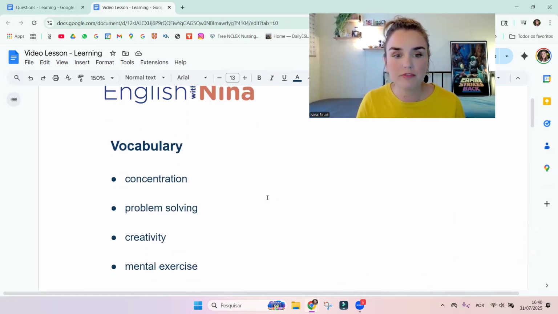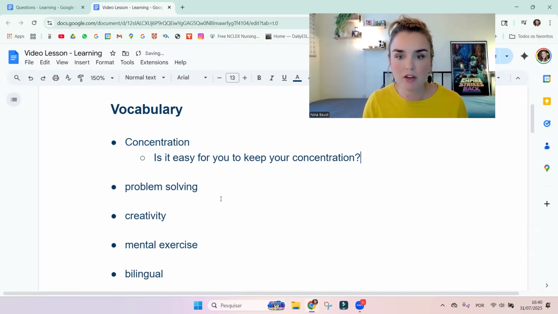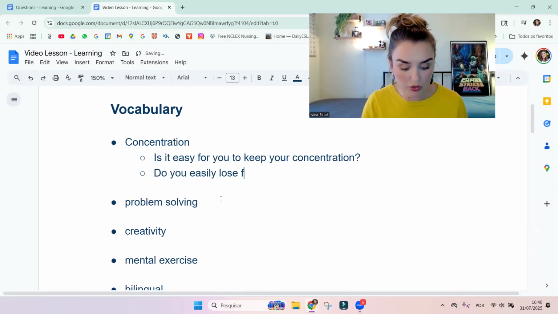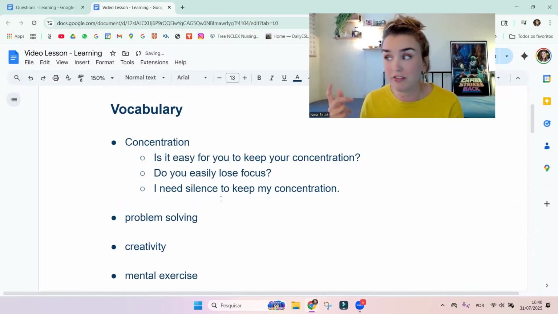Now let's jump into some vocabulary, okay? Words and expressions related to learning in general. First one is concentration. So is it easy for you to keep your concentration, right? Do you easily lose focus? Is it hard to keep our concentration, right? For example, I need silence, okay, to keep my concentration. If you're using your phone next to me or if you're talking to people, I can't help but paying attention. So I need silence to keep my concentration, okay?